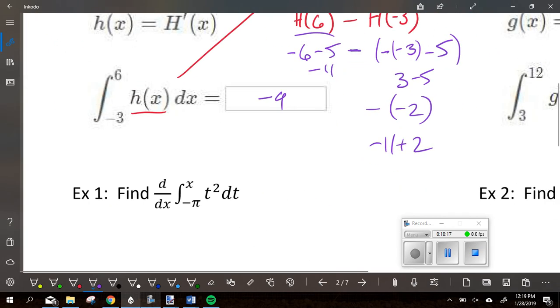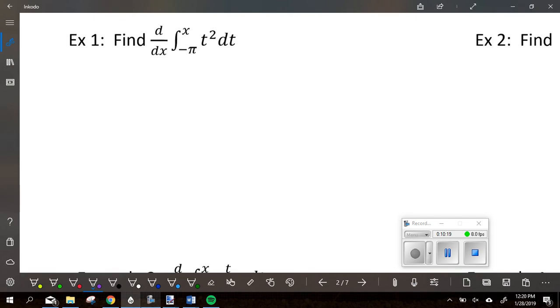Pretty straightforward. Okay? Let's look at example 1. We are finding d/dx, the derivative of this integral right here. This is exactly what we did in the bell work. We are going to do it the long way one more time, and then we're going to learn the shortcut. Okay? So the long way.